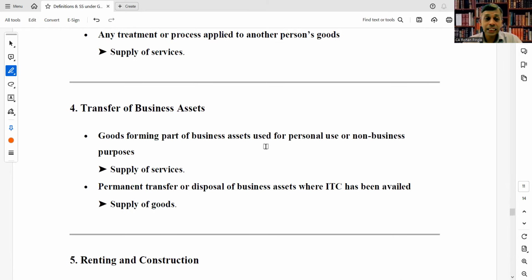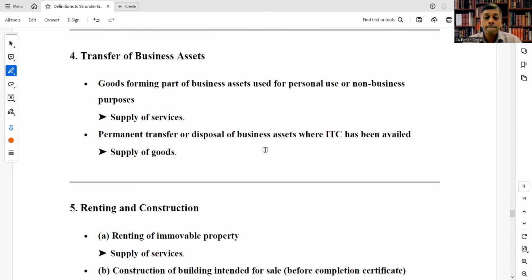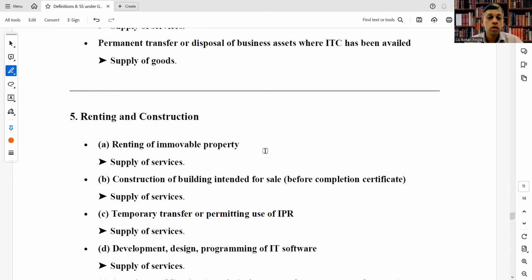Transfer of business assets: goods forming part of business assets used for personal use or non-business purposes is a supply of services. Permanent transfer or disposal of business assets where ITC has been availed will be a supply of goods.